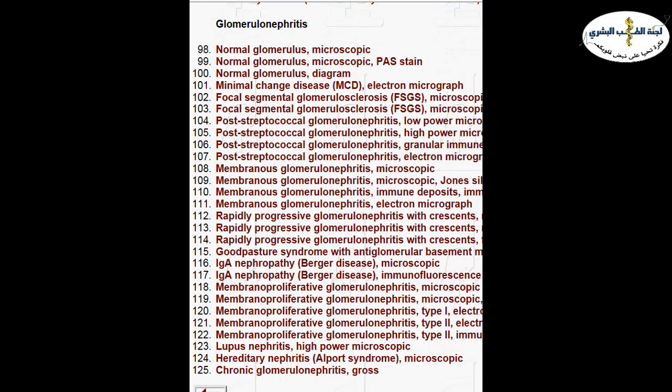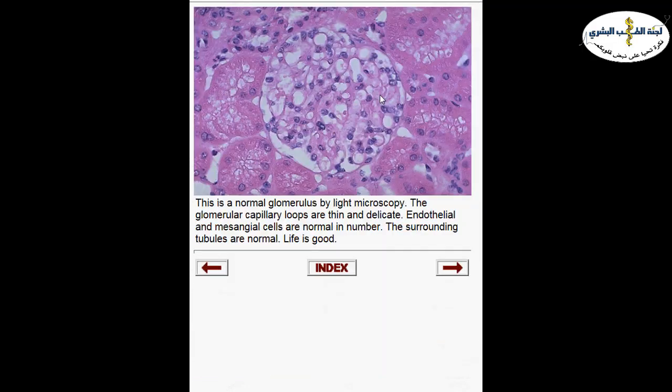Now, moving to our main topic, which is glomerulonephritis. Before talking about glomerulopathies, or pathology of the glomerulus of the renal tissue, we have to know what the normal glomerulus looks like and what it's composed of. Now, this is a completely normal, healthy glomerulus. Here we can see it's composed of multiple tufts of capillary loops, attached together.